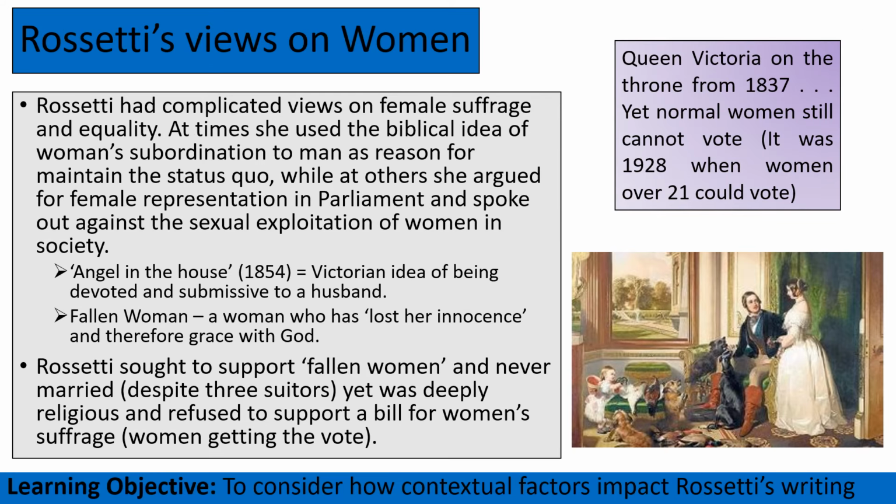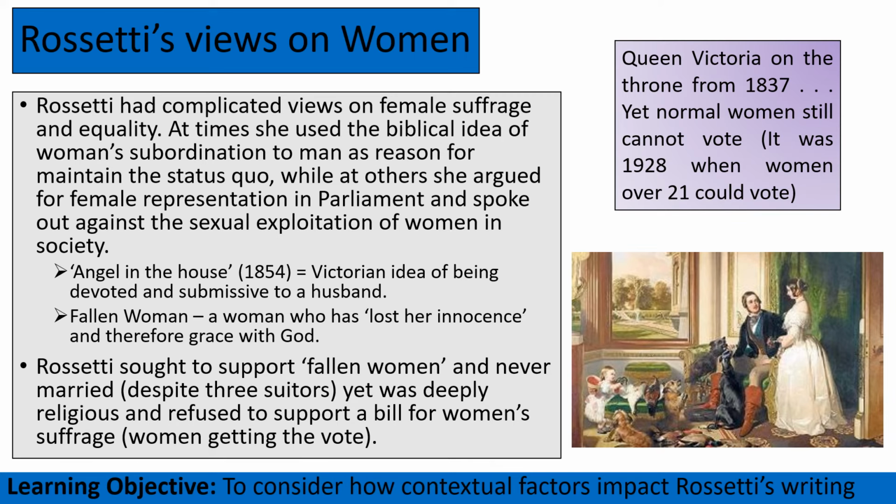So Rossetti had complicated views on female suffrage and equality. She had tricky views that were, I suppose, of their time. At times she used the biblical idea of women's subordination to men as reason for maintaining the status quo, while at other times she argued for female representation in Parliament and spoke out against the sexual exploitation of women in society.